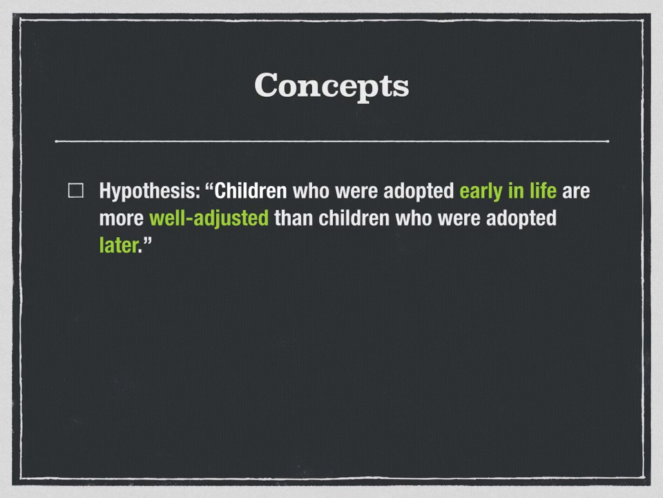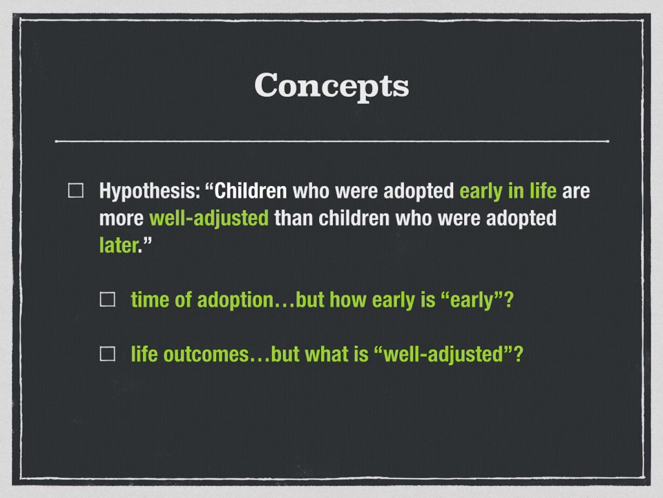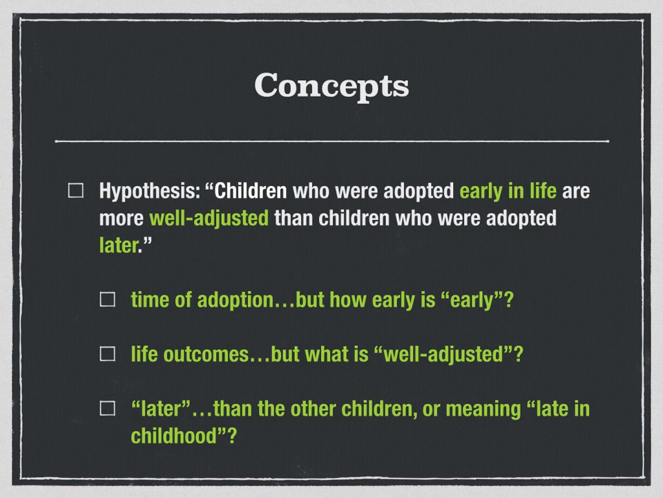However, it's sometimes a lot harder to conceptualize our terms. For example, if we wanted to know whether time of adoption affects life outcomes for adopted children, we need to specify what we mean by early in life. Is that before age 1? Before age 5? We need to specify well-adjusted. Is that academic success, absence of emotional and behavioral problems, self-rated happiness? And we need to define adopted later. Does that mean simply later compared to the early adopted kids? Or later as in later in adolescence, 17 going on 18?